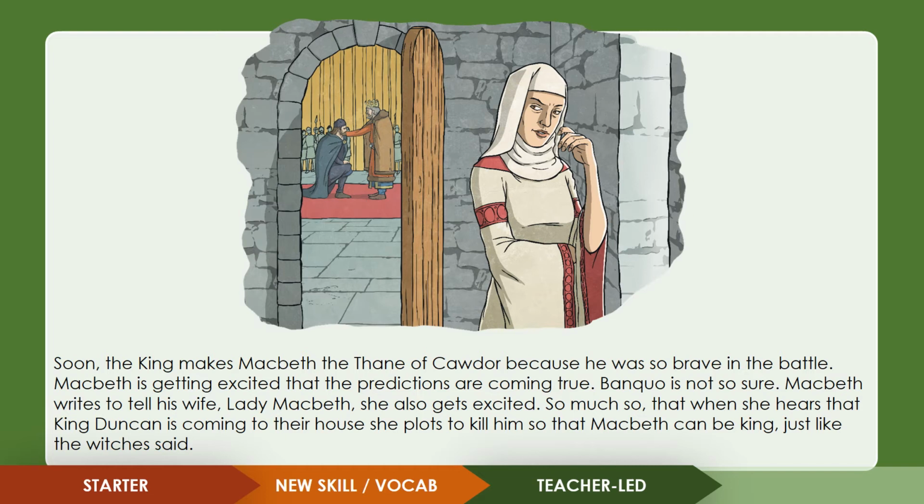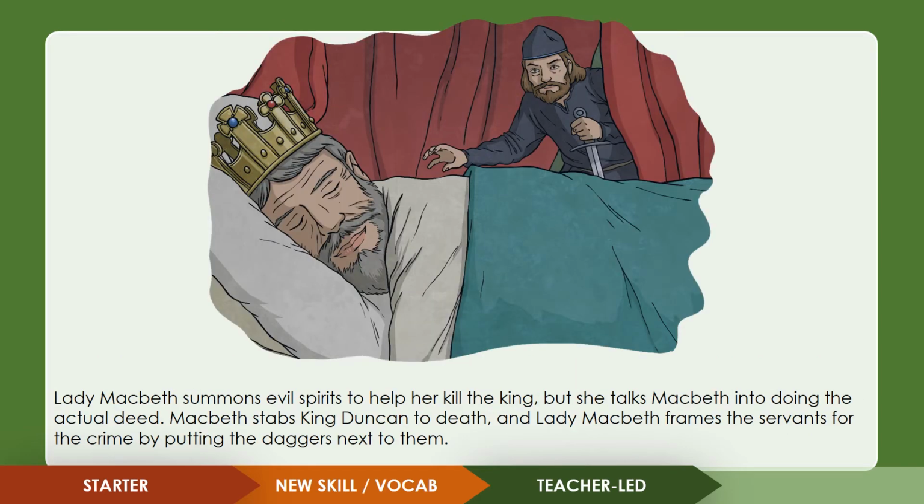So much so, in fact, that when she hears that Macbeth is coming to their house, or castle in this case, she plots to kill him so Macbeth can become king, just like the witches said. So Lady Macbeth summons evil spirits to help her kill the king, but she talks Macbeth into actually doing the deed. So Macbeth stabs King Duncan to death, and Lady Macbeth frames the servants for the crime by putting daggers next to them.